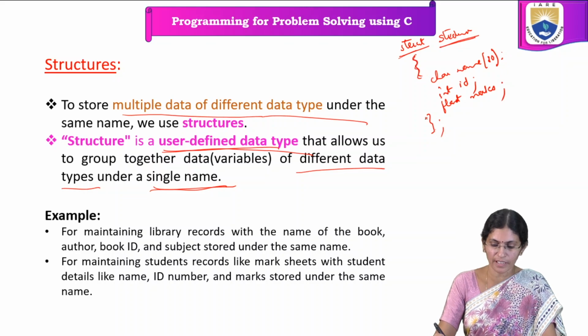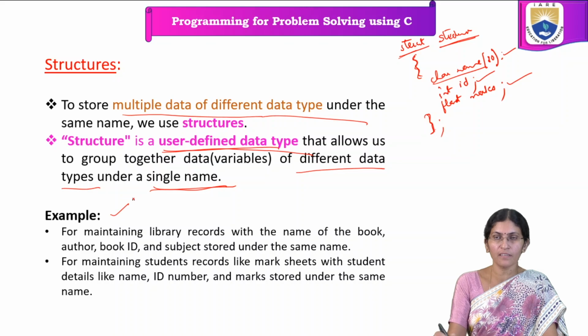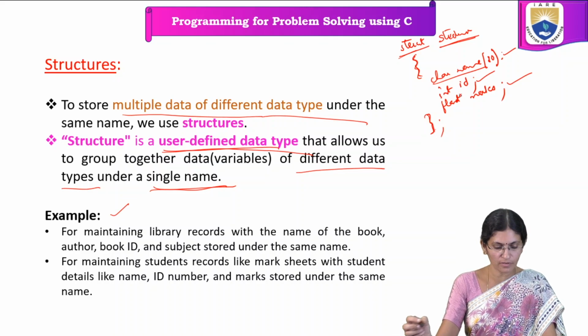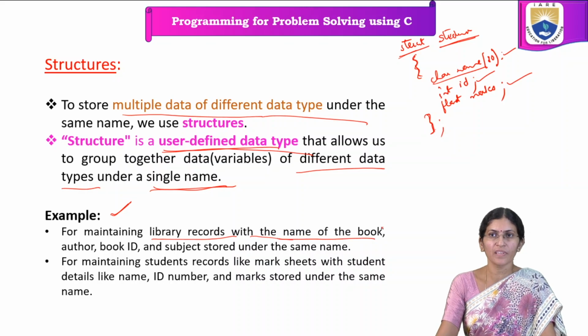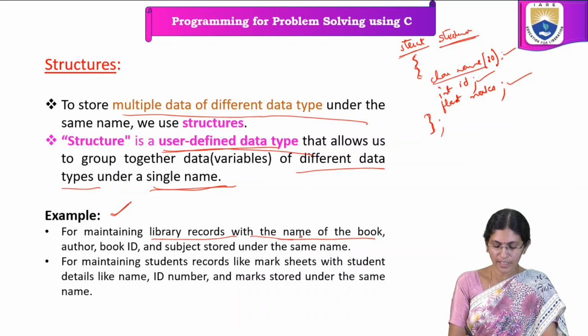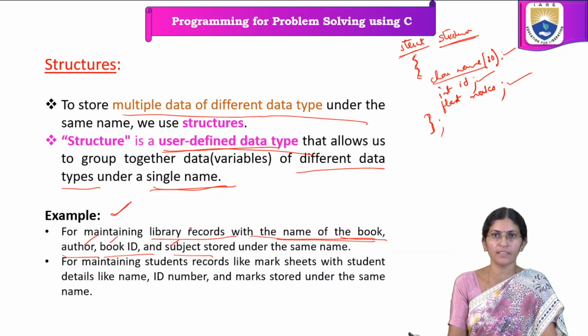It combines related data of different data types. The first member is an array of characters, the second member is integer type, and the third one is float type. We have seen the use of this structure data type for real life applications. To maintain library records, we can use structures, because there we need to store the details of the book, like author name, book ID, and subject. All of them belong to different data types.